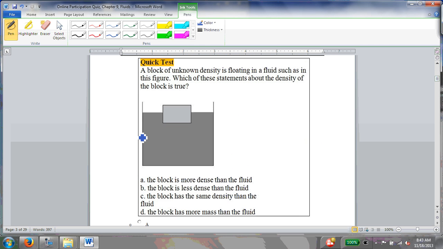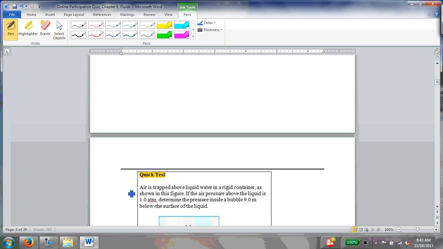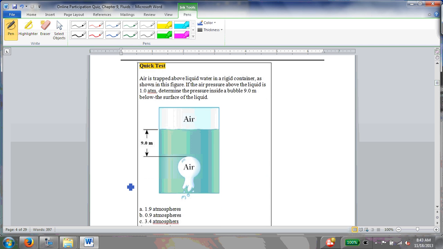A block of unknown density is floating in a fluid, such as in this figure. What can you say about the density of this block? Well, to float, the density has to be less than the fluid, so the block is less dense than the fluid.